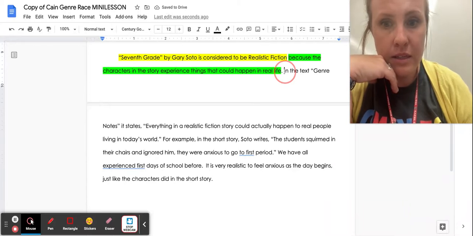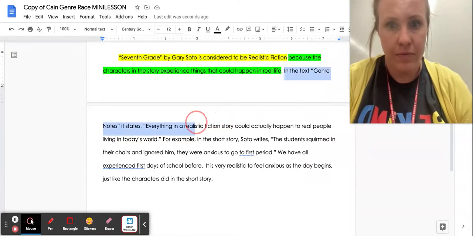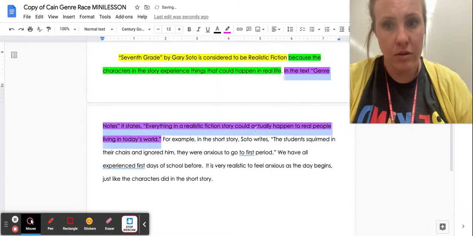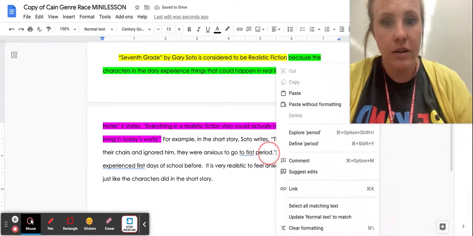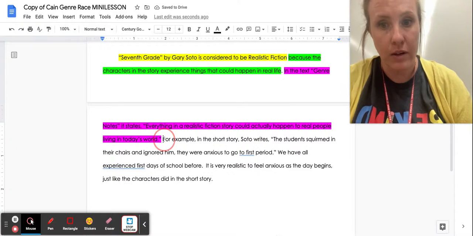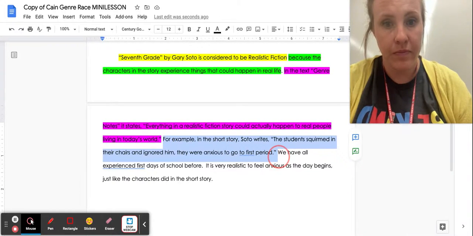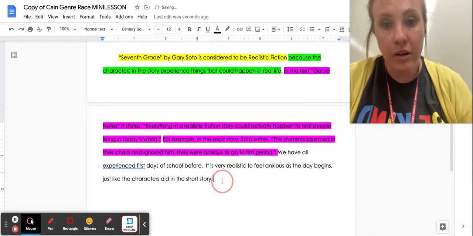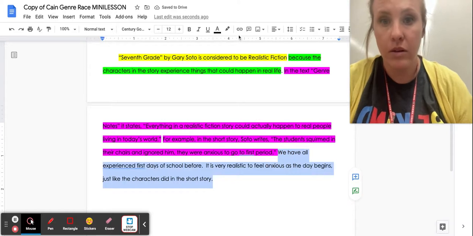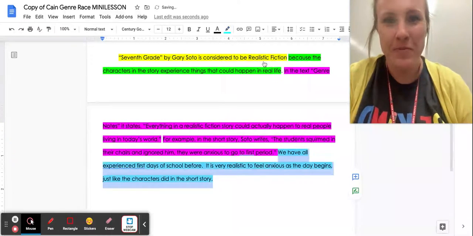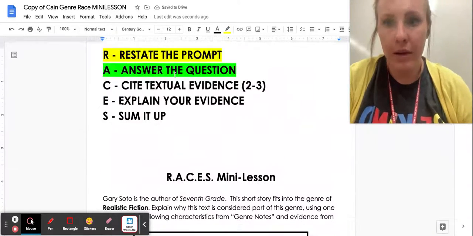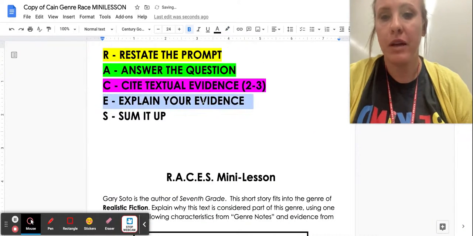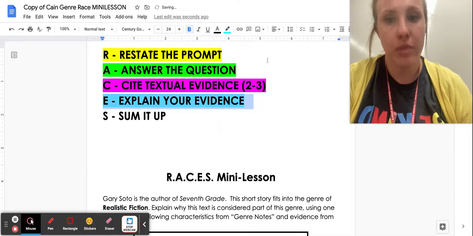So this is evidence here from genre notes, right? I have evidence from genre notes. I have evidence from the short story right here, for example. And then I explain my evidence. So here's my explanation. Do a different color here. Running out of colors. So we'll make my citing textual evidence purple. My explaining of my evidence was blue.